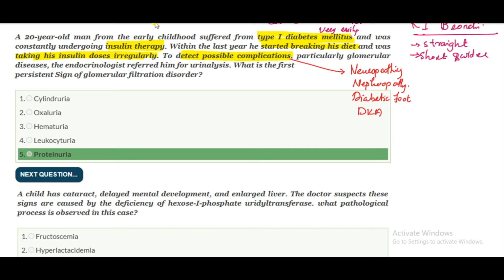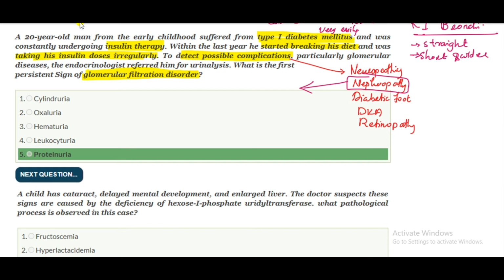So for example, like neuropathy, this is the damage to the nerves, and tingling sensation loss will occur, and nephropathy, it is the damage to the kidney and its glomerular state, and diabetic foot, which means that the foot can become necrotized. In DKA, that is diabetic ketoacidosis, it leads to an increase in metabolic acidosis, and retinopathy.